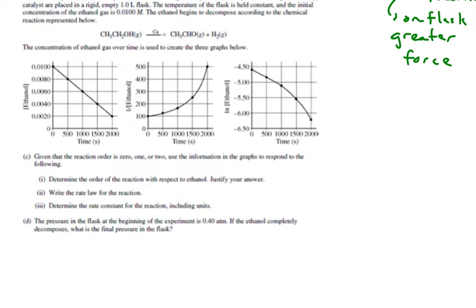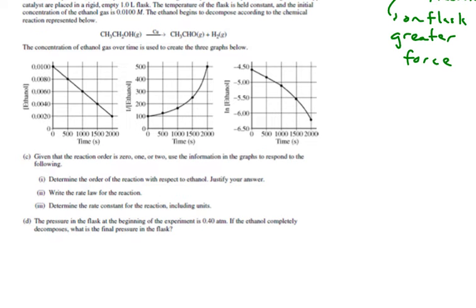I, determine the order of the reaction with respect to ethanol. Justify your answer. I will say this. You do not need to go crazy on your justification. You literally need to just state why the graph corresponds to that order. You don't have to explain all the ins and outs of that.